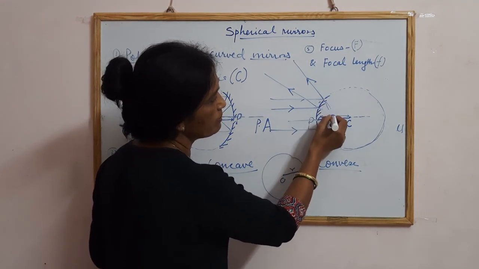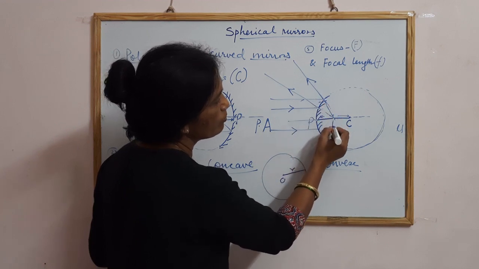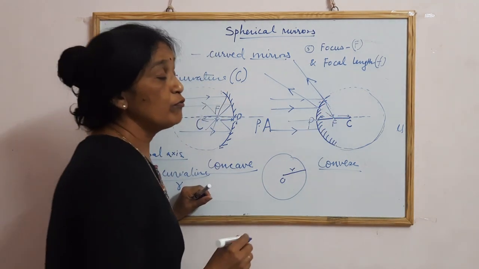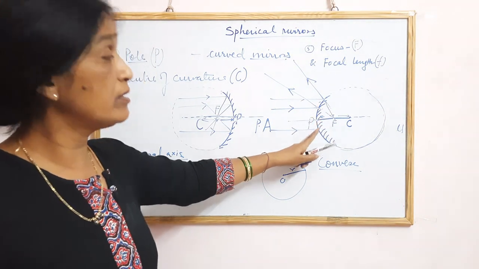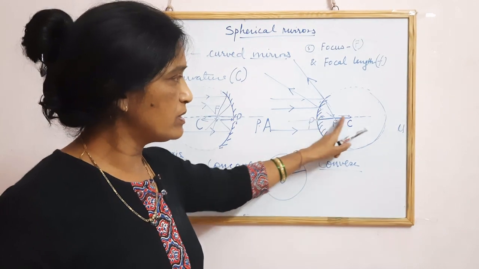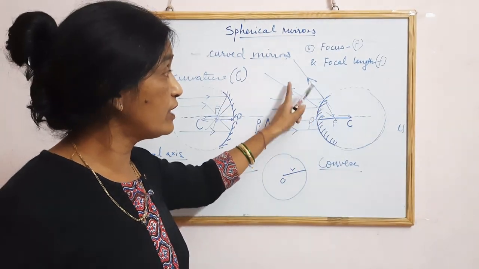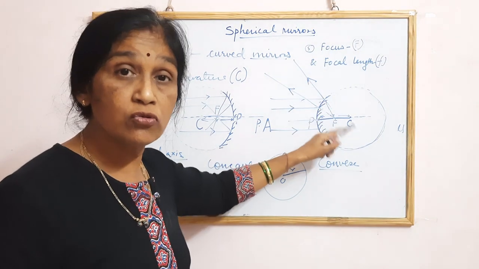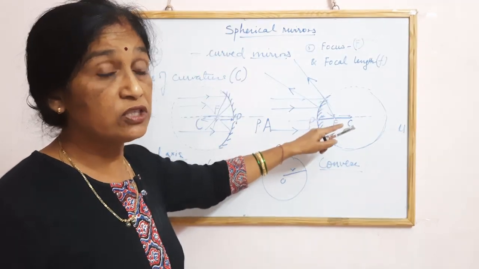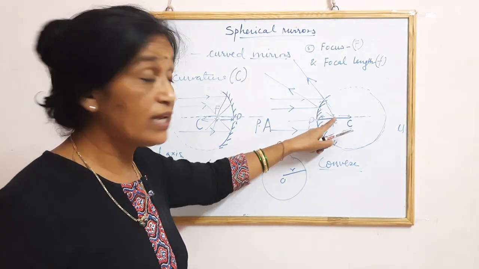If I extend them in the backward direction, they will meet at a point, and that point will be a focus. So focus is that point here in this mirror. Focus is a point on a principal axis. See, this is on a principal axis. It's that point from where all the parallel rays after reflection seem to diverge.